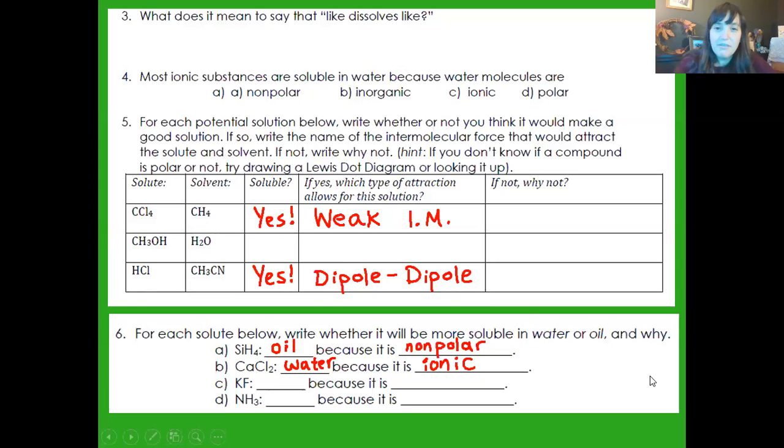For number 6, you're thinking, would each solute do a better job dissolving in water, which is polar, or oil, which is nonpolar? So this first one, SiH4, is nonpolar, so it would dissolve better in oil, which is also nonpolar. Whereas calcium chloride would dissolve better in water because it's an ionic compound. This one's also ionic, so it would do better in water. And this one is polar, so it would do better in water.